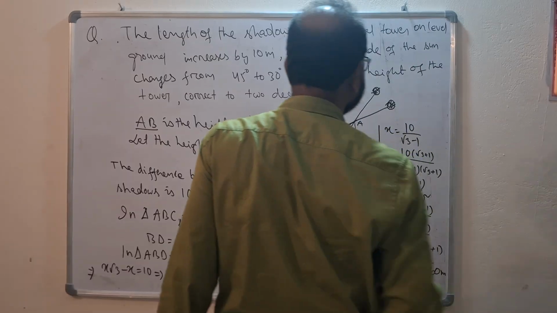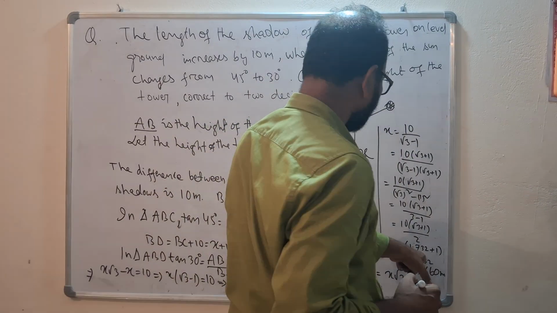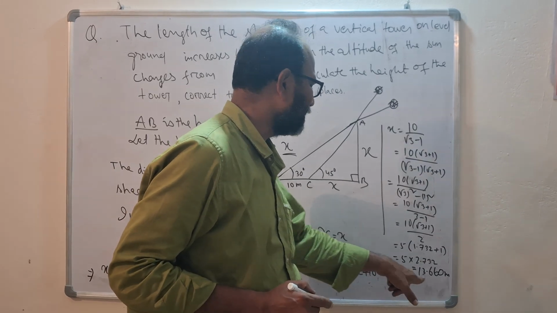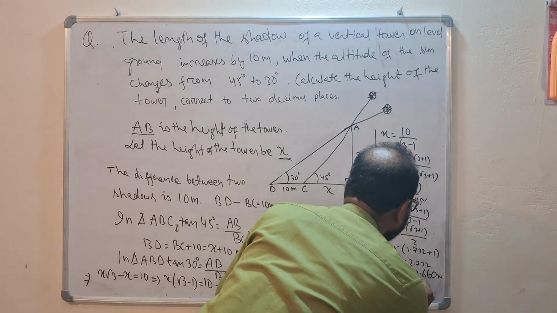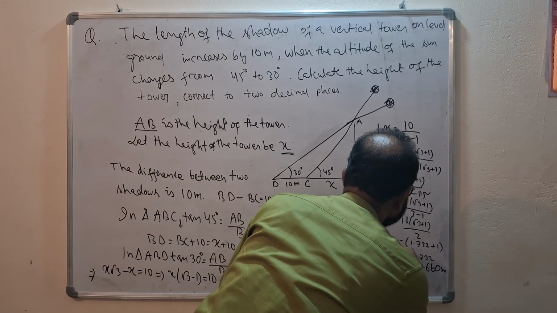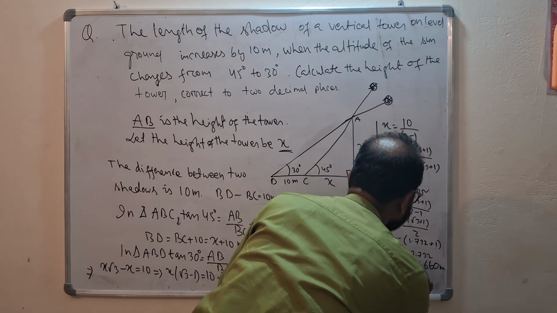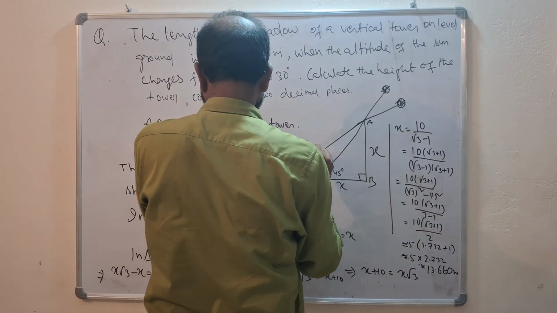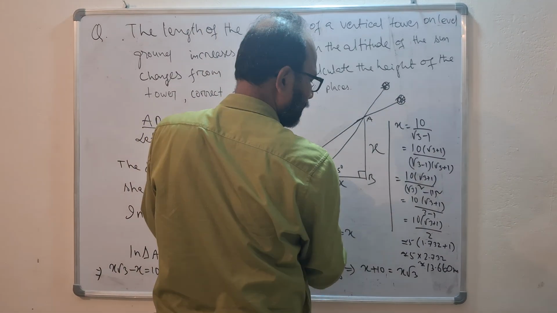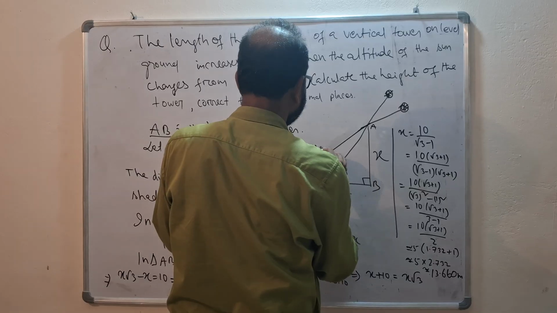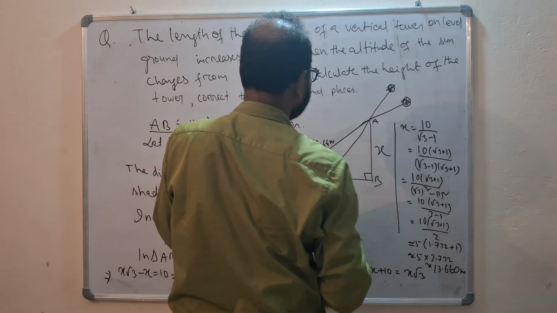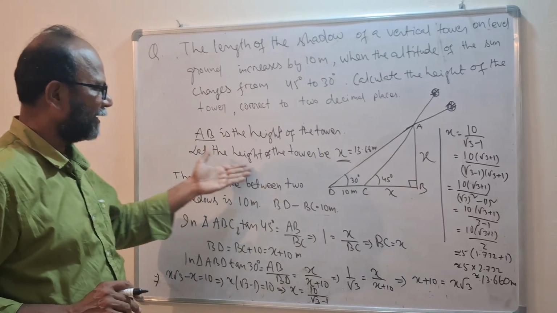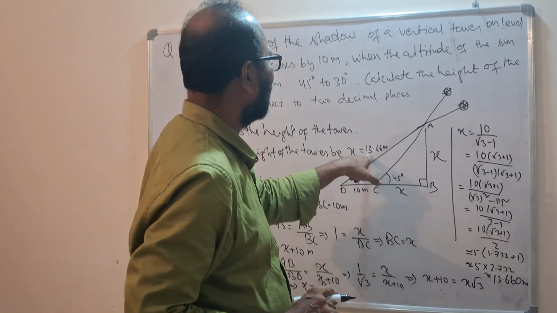Root 3 we have taken equal to 1.732. Then it is approximately coming 13.66. So the height of the tower, x, is equal to 13.66 meter. This is the solution. AB is the height of the tower, let the height of the tower be x, and we got the answer 13.66 meter.